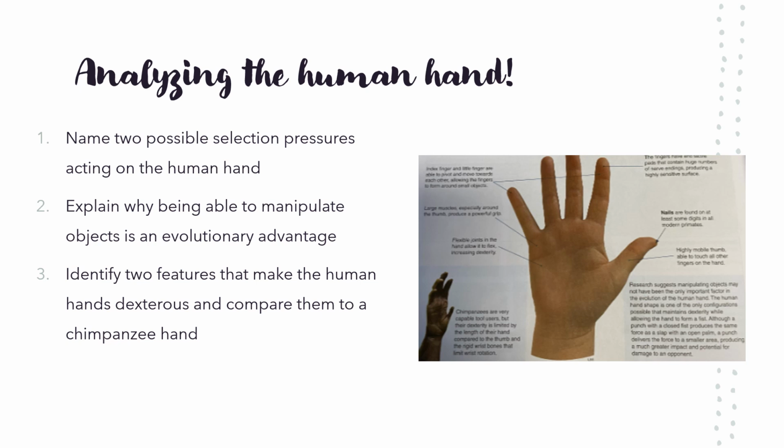Explain why manipulating objects is an evolutionary advantage. So obviously if we can grab that fruit off that tree, we can eat, we're more likely to survive, and we are also more likely to pass on our genes to offspring, and therefore those advantageous alleles are going to be passed down and we will eventually evolve. So these are just things to think about. Always try and link what we've been learning back to chapter 9, chapter 10, because none of it's in isolation.